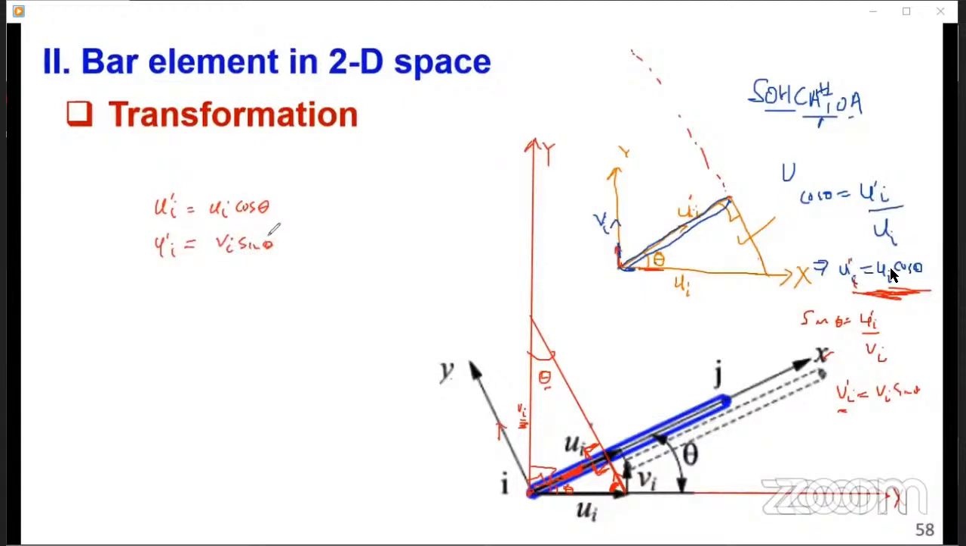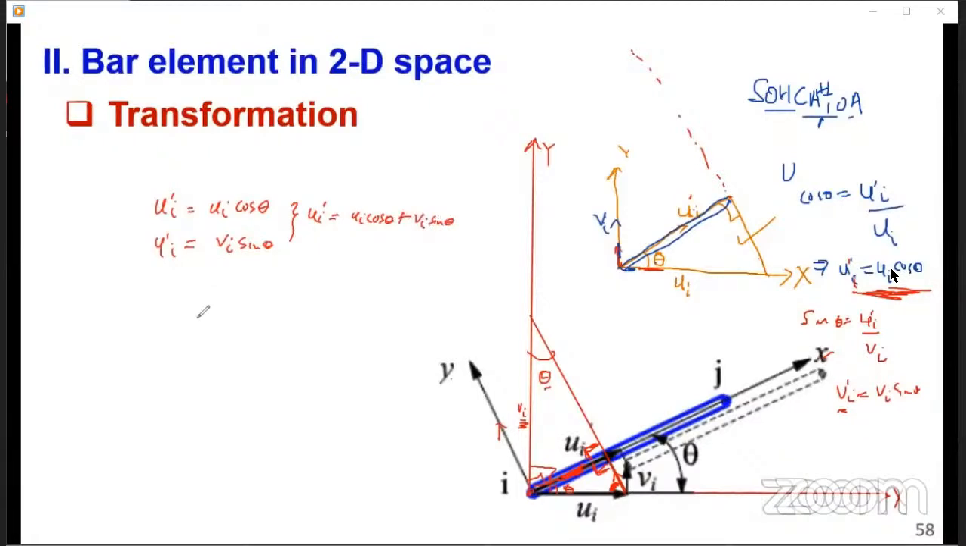So you can add this to have overall UI prime is equal to UI cos theta plus VI sin theta. Just hoping we are together so far.